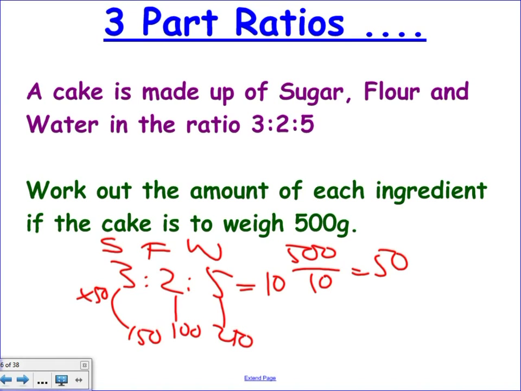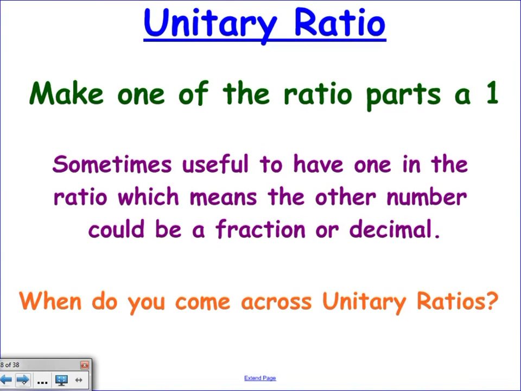You go back to your ratio, and you just multiply each one by 50. So to make a cake that weighs 500 grams, you need 150 grams of sugar, 100 grams of flour, 250 grams of water. One of the main uses of ratios is something called the Unitary Method or Unitary Ratios. Okay? All it does is it forces one of our ratios to be the number one. Okay? So it's really useful for things in business, in engineering, in the real world.